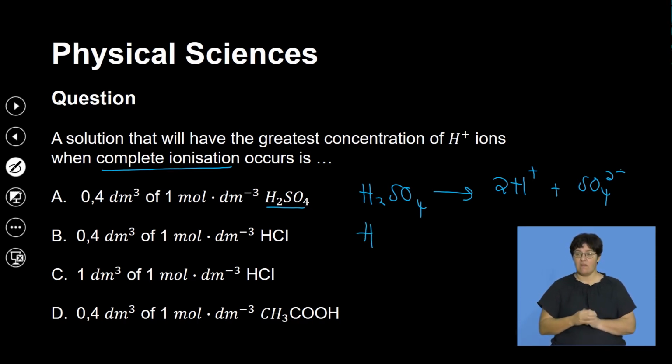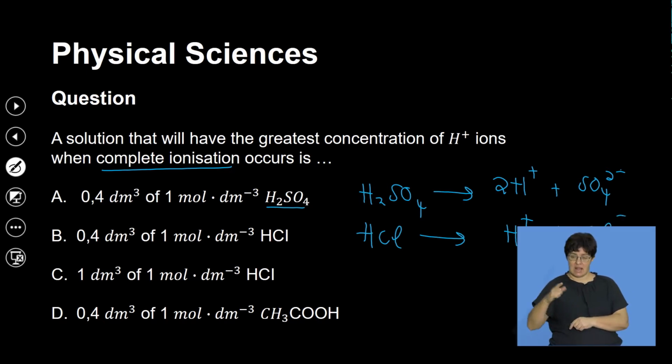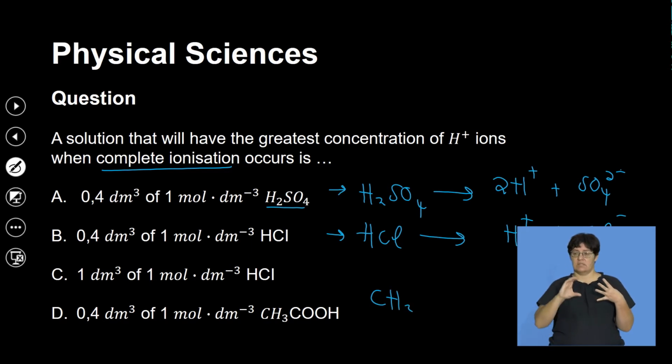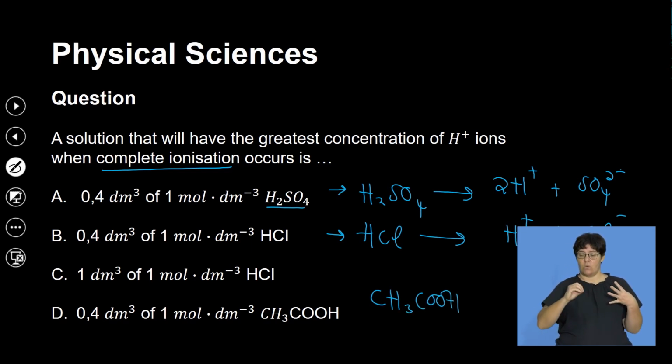But as far as HCl, what do we have? One mole of HCl ionizes to give us what? One mole of hydrogen ion, okay? So in this case, sulfuric acid becomes a diprotic acid, while hydrochloric becomes a monoprotic acid. But then also we have another one, this ethanoic acid, CH3COOH, will also give us one for every mole that dissociates. So we need to pay attention to that.